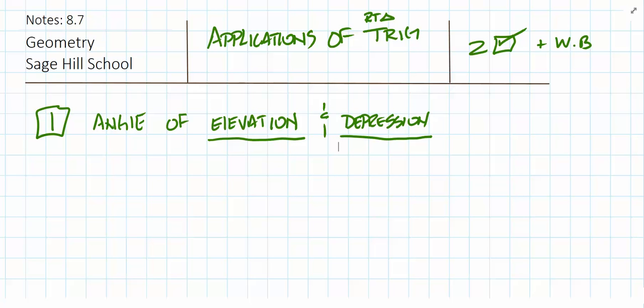Okay, 8.7 is all about applications of right triangle trigonometry. In order to understand the applications of right triangle trigonometry and to use sine, cosine, and tangent, we have to understand these two phrases here: angle of elevation versus the angle of depression.